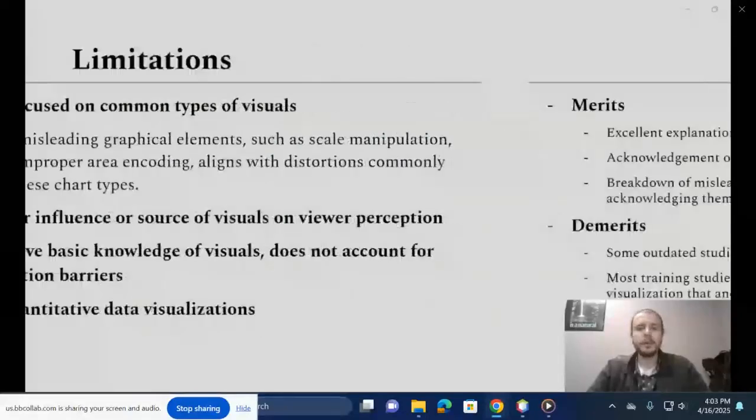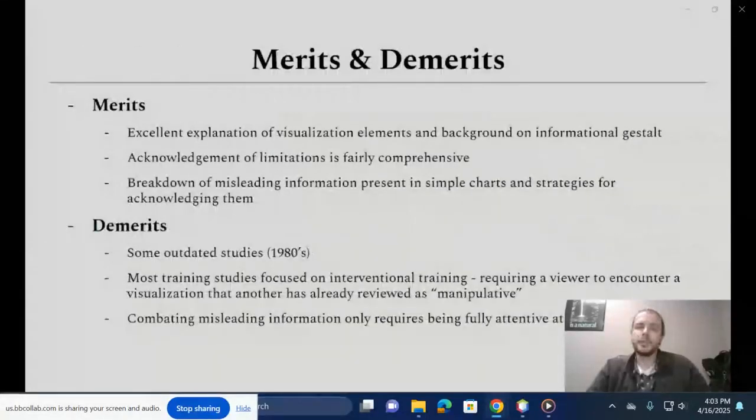My own personal pros and cons of the paper: they did a really good job explaining background visualization practices, informational gestalt, Tufte's name was dropped in the paper, and a breakdown of the misleading information that could be present in there.